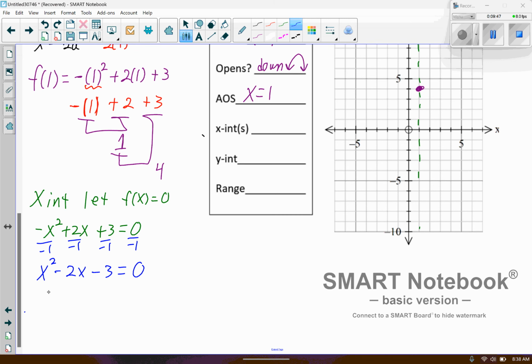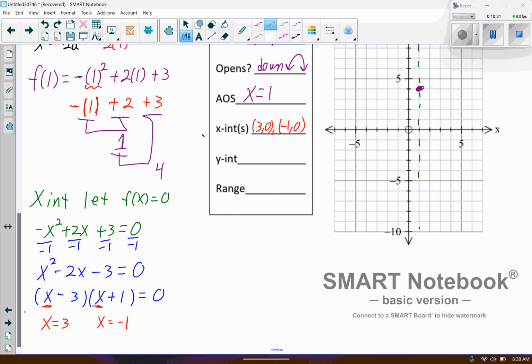So now I'm going to factor this. What multiplies to give me -3 but adds up to -2? -3 times a positive 1 gives me negative 3, and those two numbers also add up to negative 2. So this is it in factored form. Now I'm trying to figure out what makes each factor equal 0. On the first one, that would be a positive 3. On the second factor, that would be a negative 1. So those are my two x-intercepts: one at 3, 0, and another at negative 1, 0.